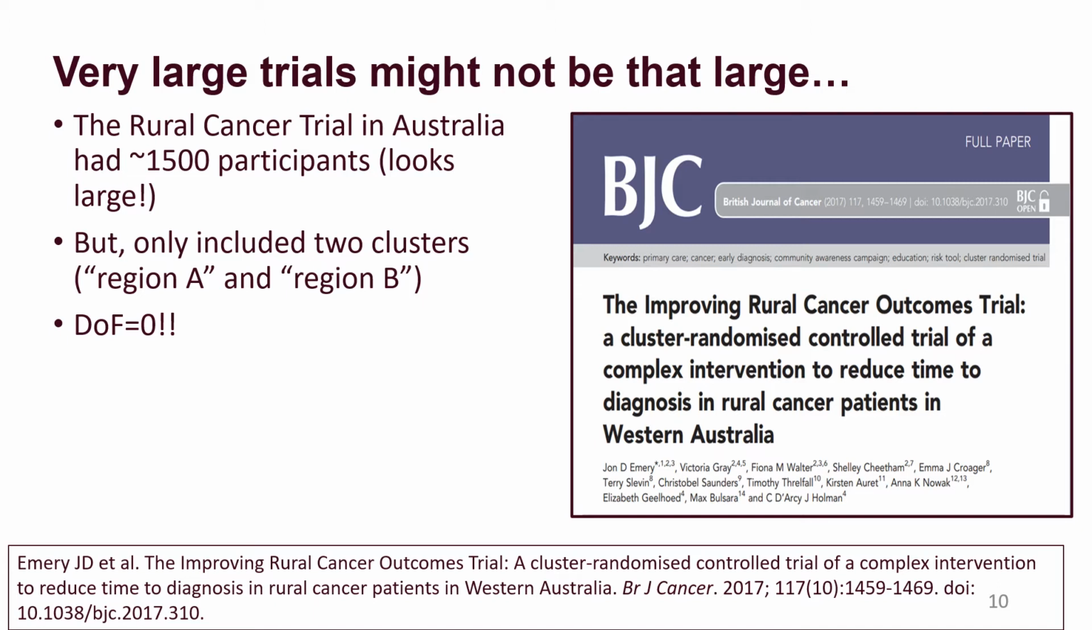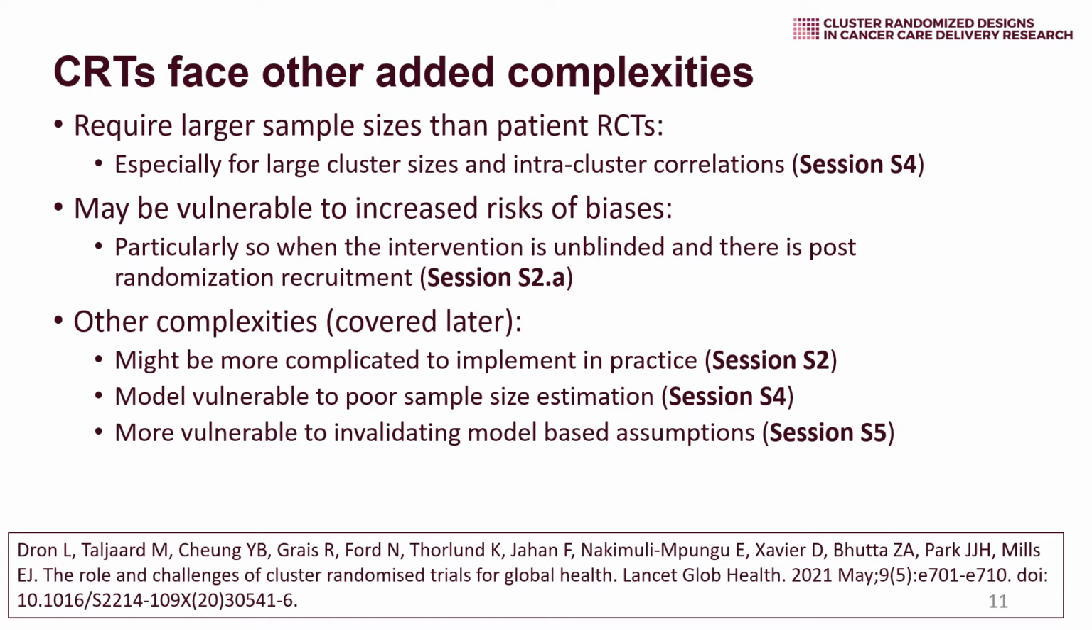So remember the rural cancer trial from session 1. This was set in Australia. It had 15,000 participants. Looks quite big. But actually it only included 2 clusters, region A and region B. And if we work out the degrees of freedom, that's 2k minus 2, it turns out the degrees of freedom here is 0. So a trial that looks very large, but actually with only 2 clusters, the precision that you get from those very large cluster sizes is going to be quite small.